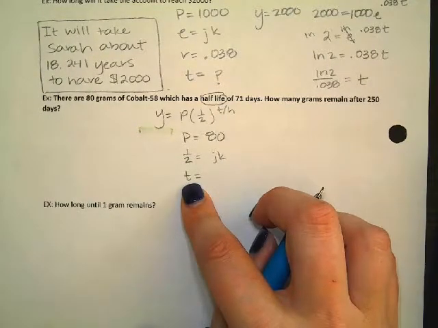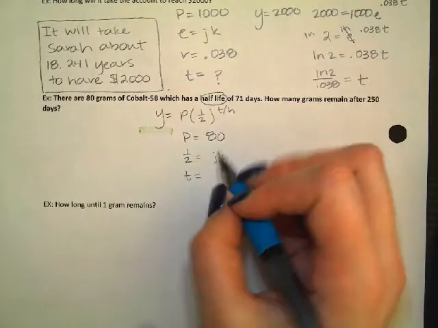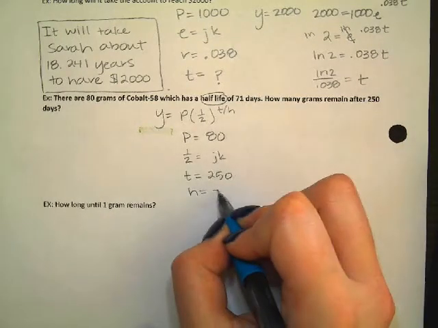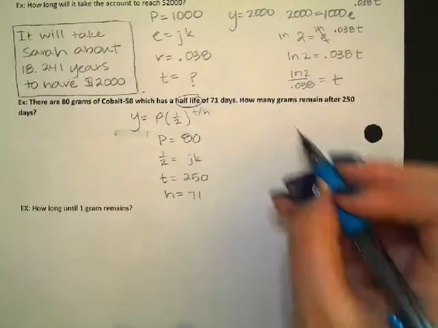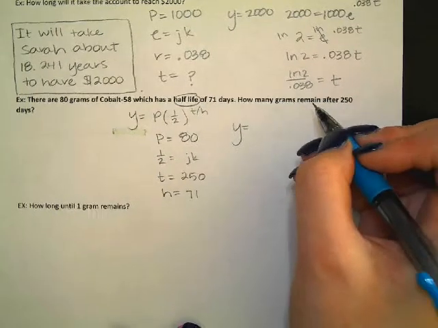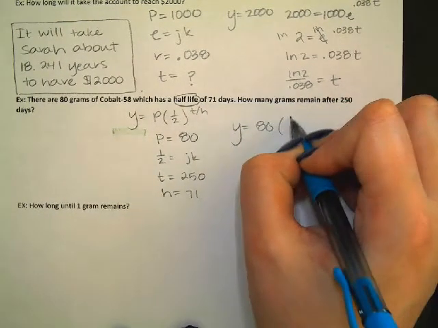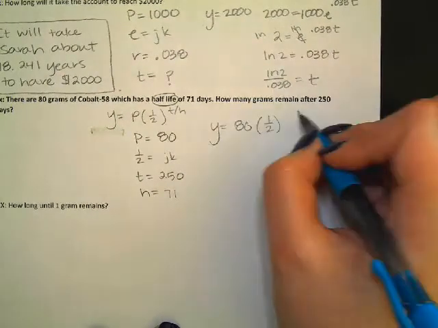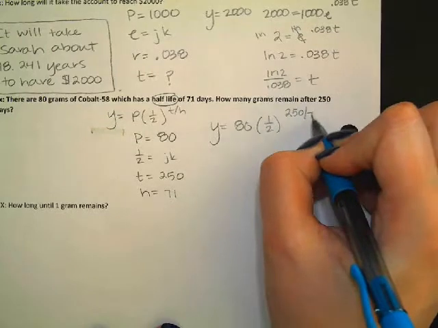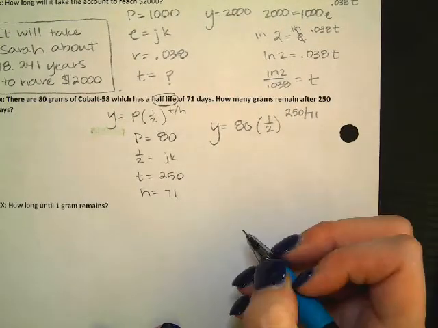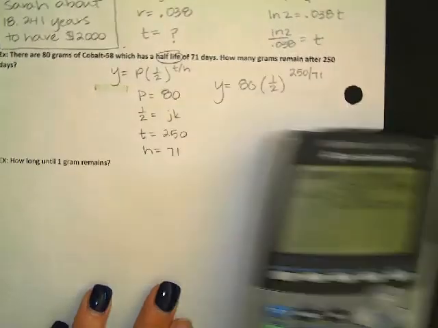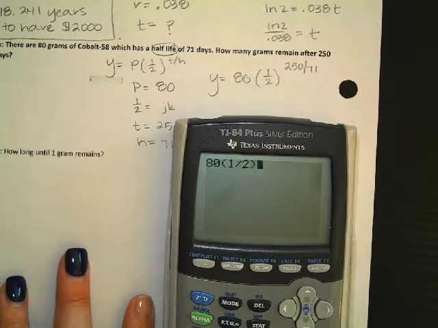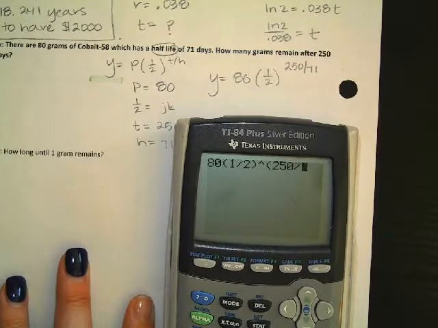All right, so the time, how much time are they giving you? 250 days. How long is the half-life? 71 days. All right, so we have y equals 80 times 1/2 to the 250 divided by 71. That wasn't even funny. All right, so I've got 80 times 1/2 to the 250 divided by 71.